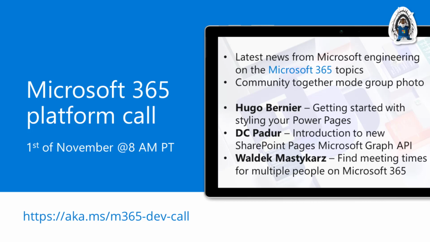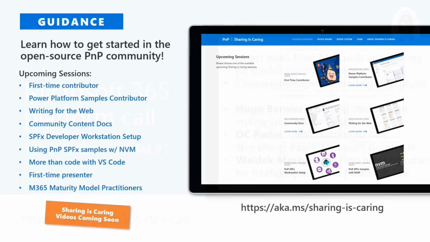You can access that invite at ak.ms/m365/devcall. Now, you're going to see all these amazing programs and resources, and you're going to wonder, how can I be part of that? There's a lot of scary things like GitHub pull requests or forking, or I don't know how I can present. I've never done it before.